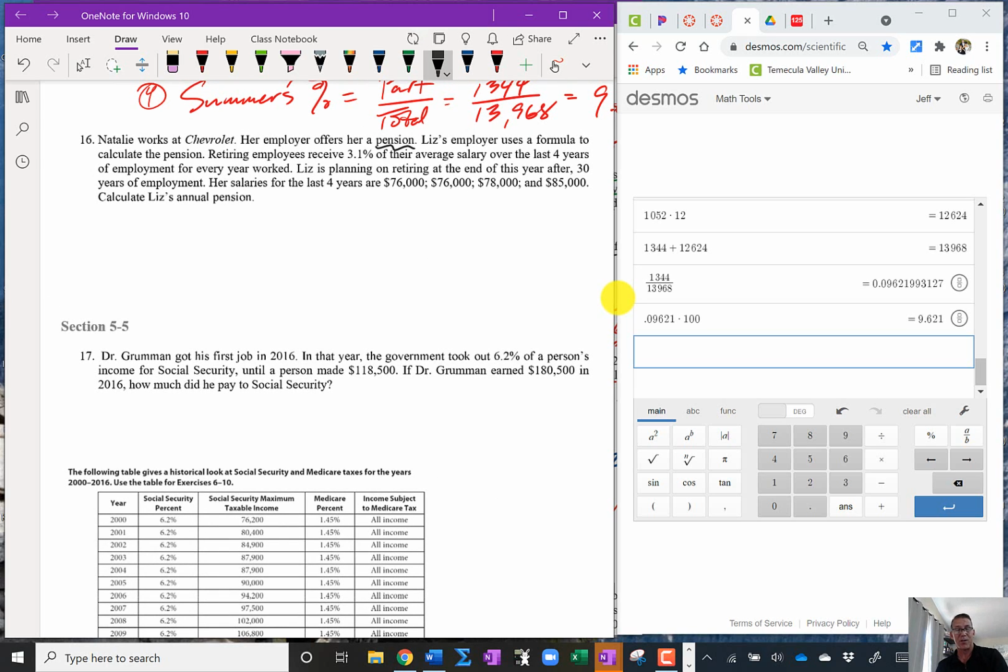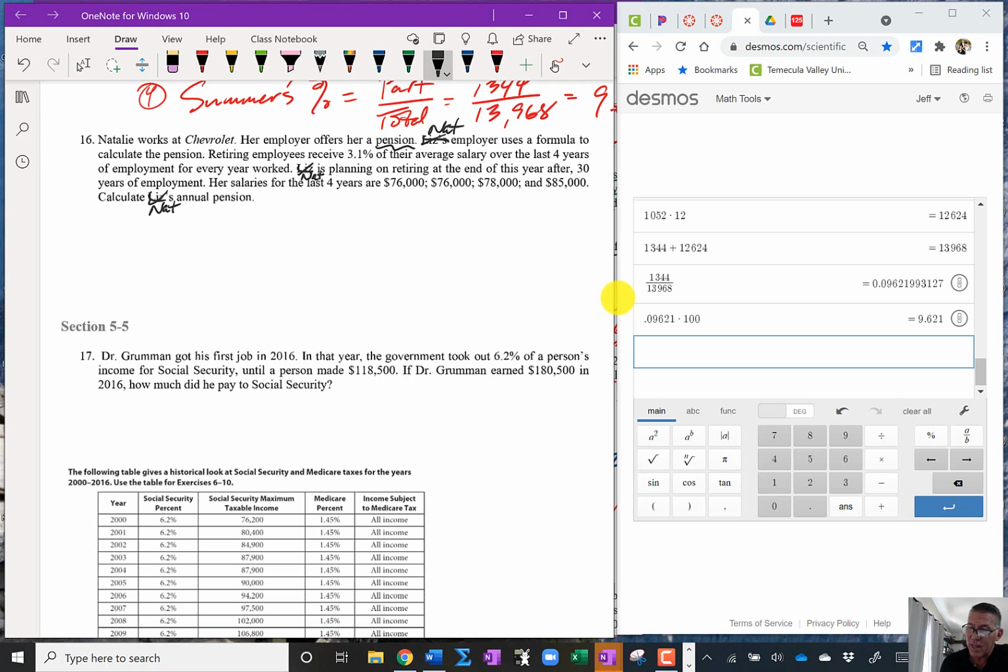Her employer offers a retirement plan called a pension. Natalie's employer uses a formula to calculate her pension. Retired employees get 3.1% of the average salary. Important right here. So her pension, she gets 3.1% of her average salary. And here's the kicker: over the last 4 years, average over the last 4 years, okay, for every year worked, underline that part. That's important.